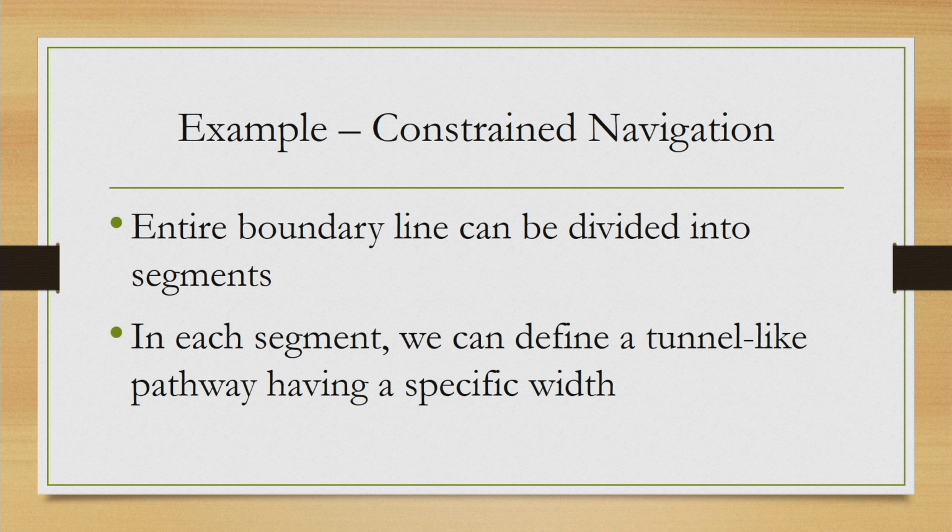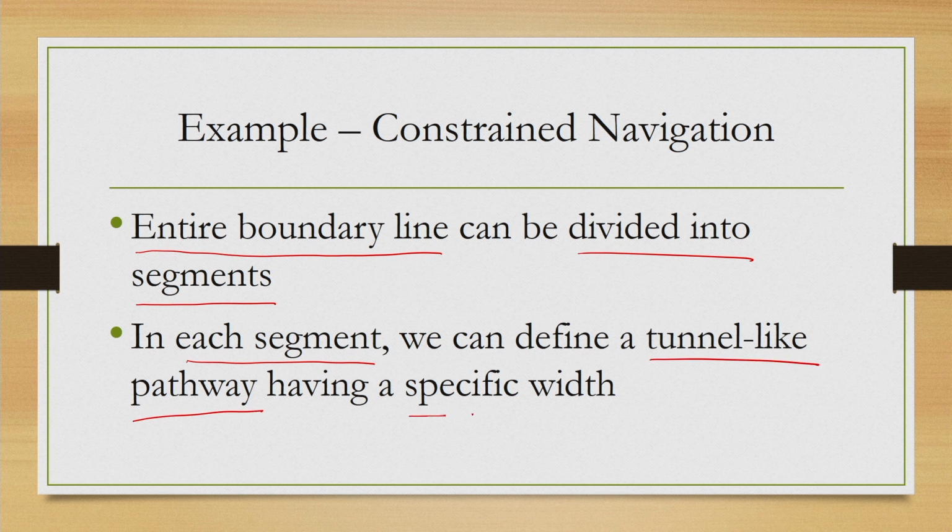Now, if we look a little bit closer into the task, what we can see in the given example of putting the boundary line around a group of objects is that the entire boundary line can be divided into segments, and in each segment we can define a tunnel like pathway having a specific width. The idea is illustrated in the figure.